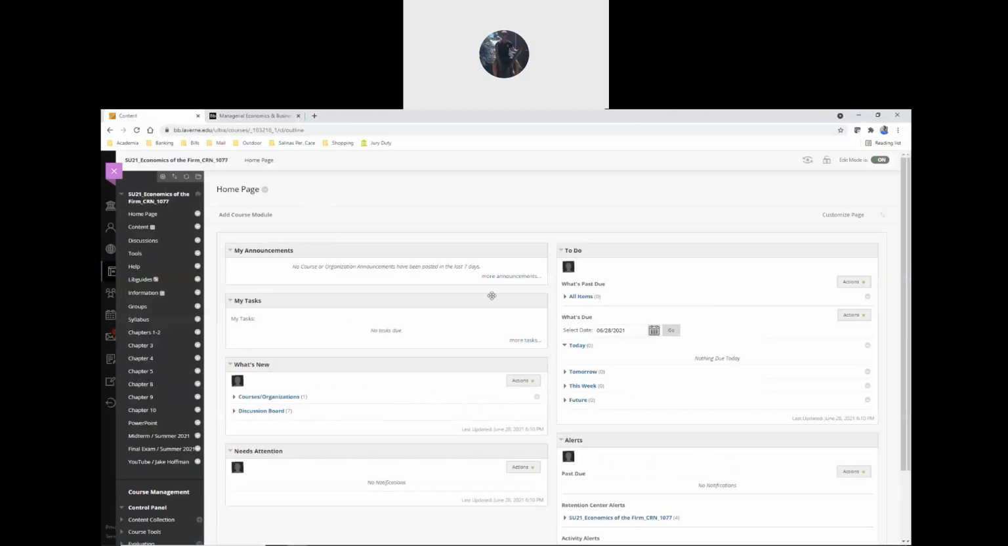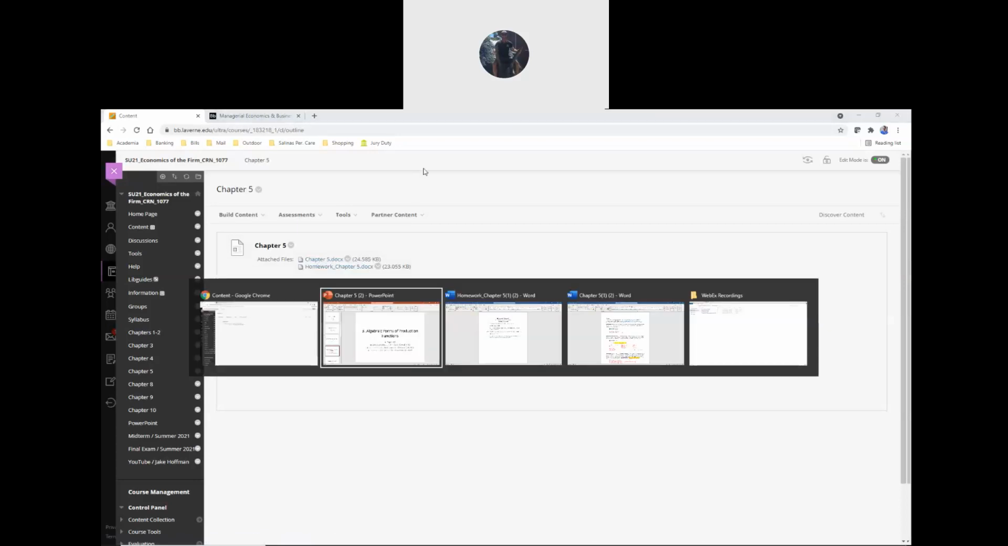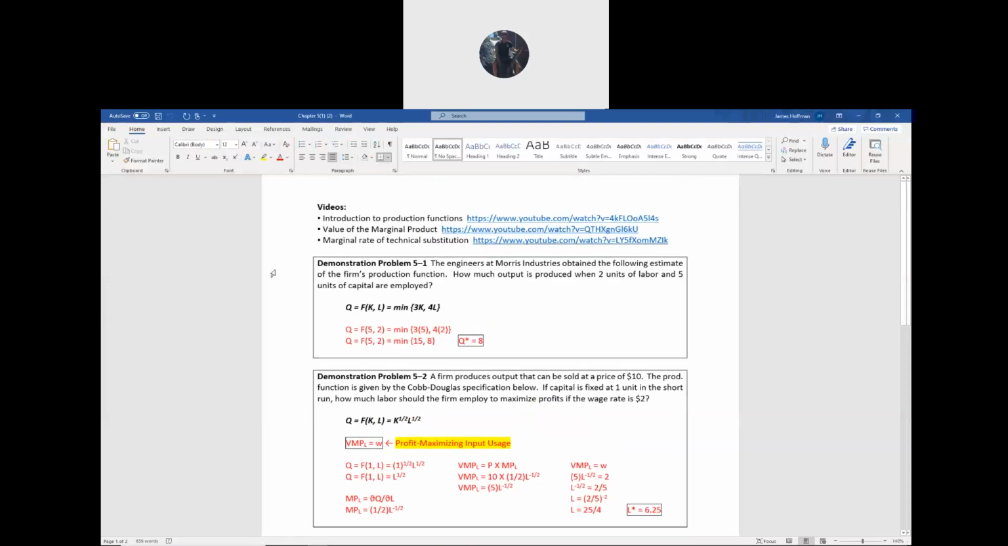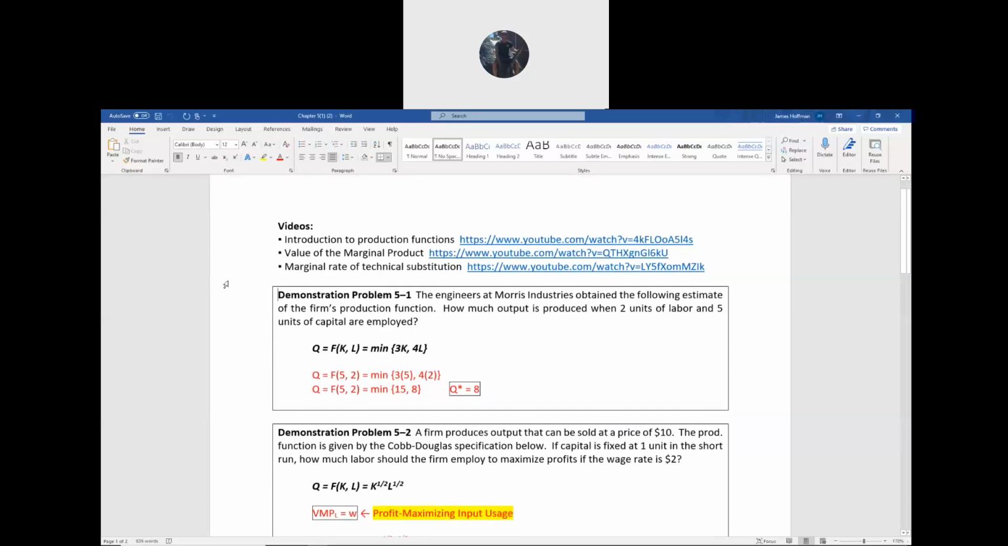Okay, so if you were to go to the chapter 5 section and open up the chapter 5 document, that's what we're looking at here. We've got some optional videos on production functions, some more on the value of marginal product, and some more on the marginal rate of technical substitution, which we haven't got to yet. So here we go. The first little example I want to go through will help us explain the fixed proportions Leontief production types. So demonstration problem 5.1.